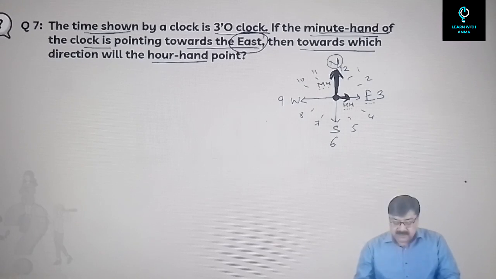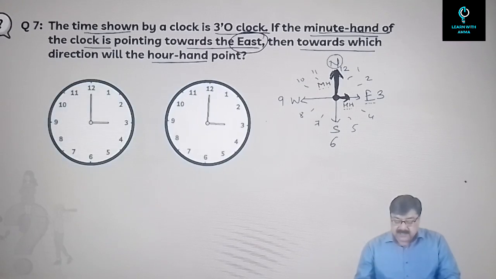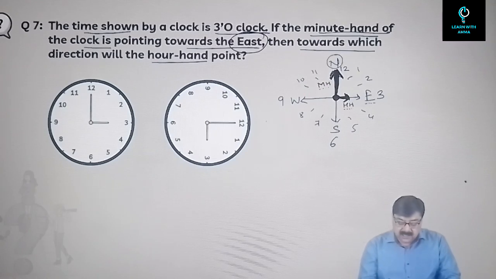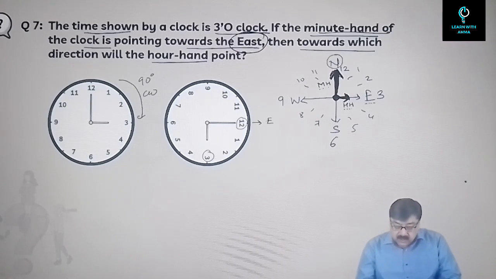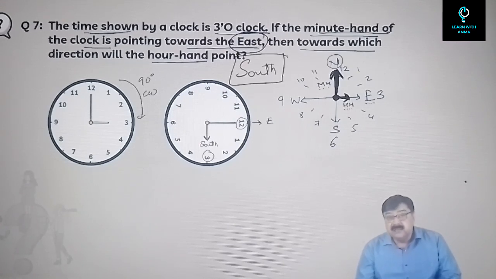Now, I would show you this with the help of a diagram here. As you can see, we have rotated the clock here by 90 degrees in the clockwise direction. This is where 12 is, this is where 3 is. That's the only way the minute hand can point towards the east. Now when the minute hand is pointing towards the east, towards which direction is the hour hand pointing? It is pointing towards the south. So your answer here should be south.